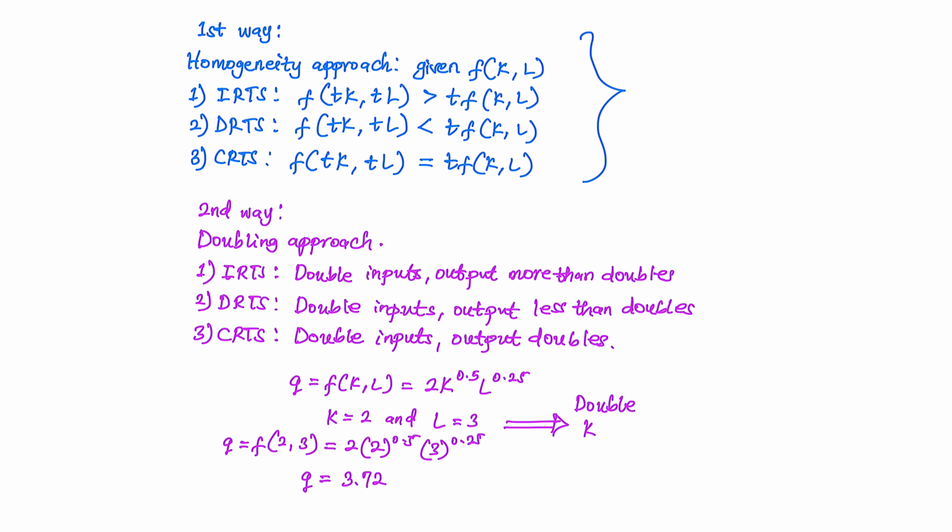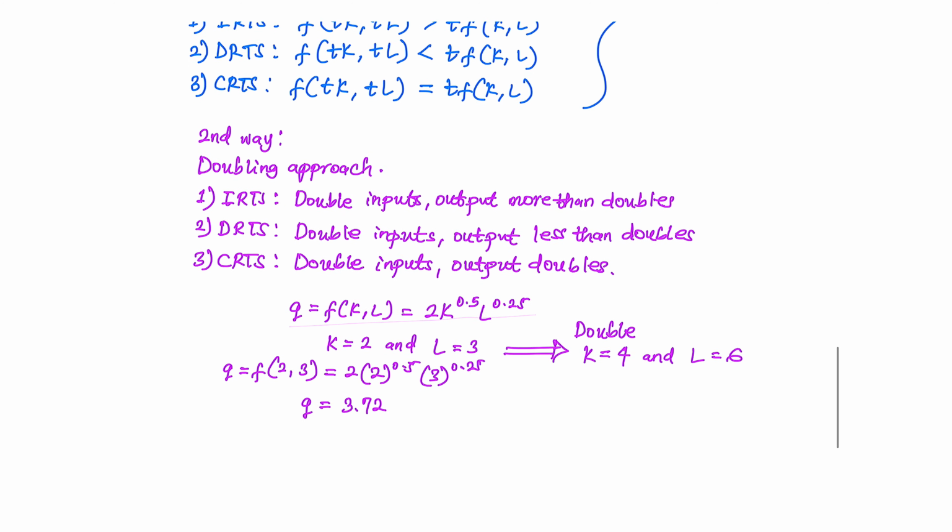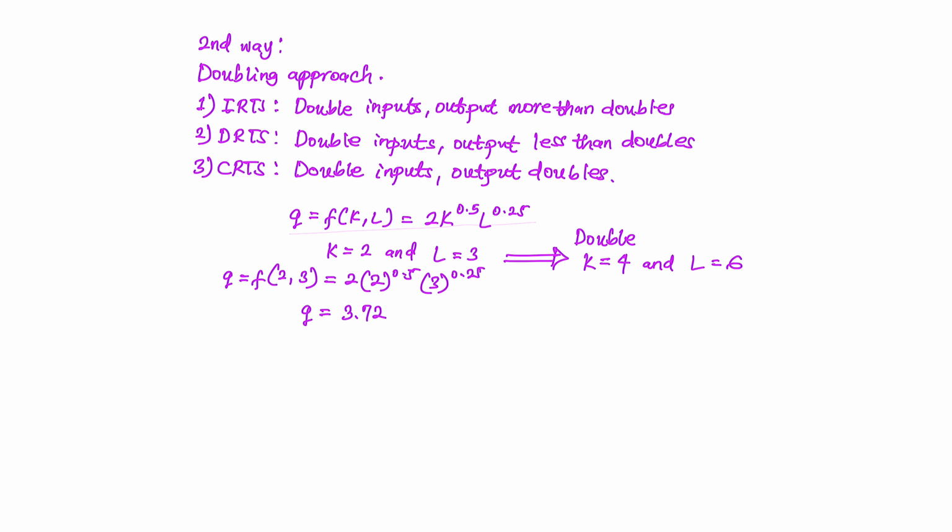Now, let's take these inputs and double them. Previously, K was equal to 2. The double of 2 is 4. And previously, L was equal to 3. When we double L, that will give us 6. So now, let's take these inputs and put them inside the production function. So we have Q equals F of 4 and 6. Anywhere we see K, we put in 4, and anywhere we see L, we put in 6. Punch this into your calculator to simplify. You will get 6.26.